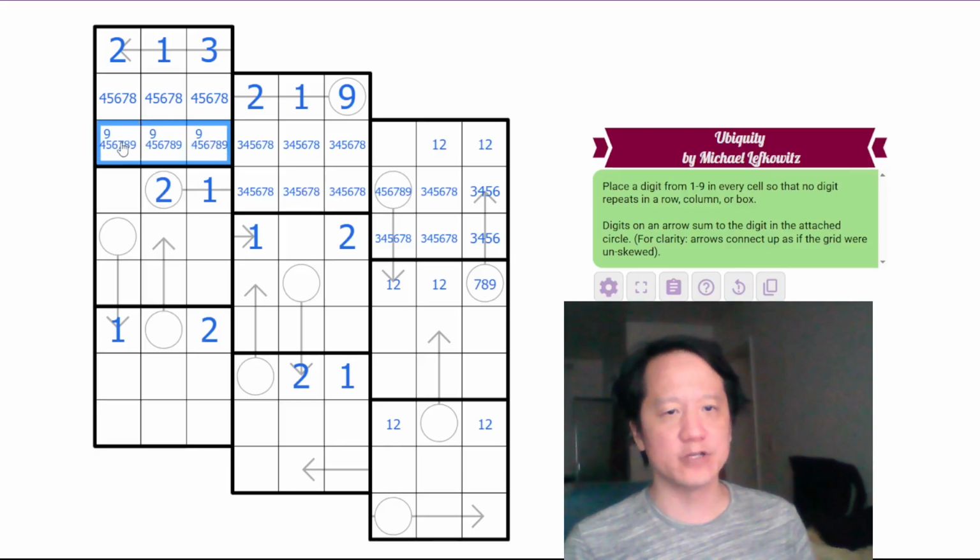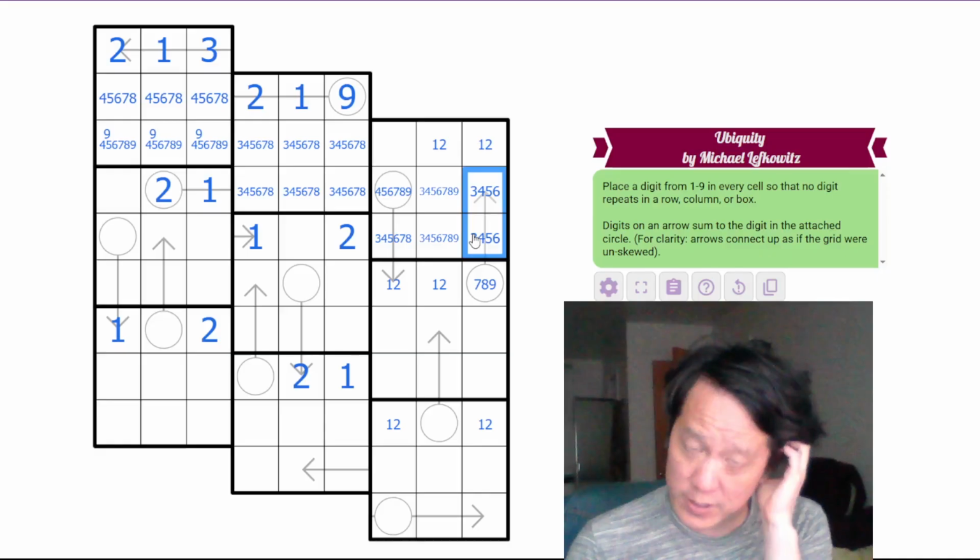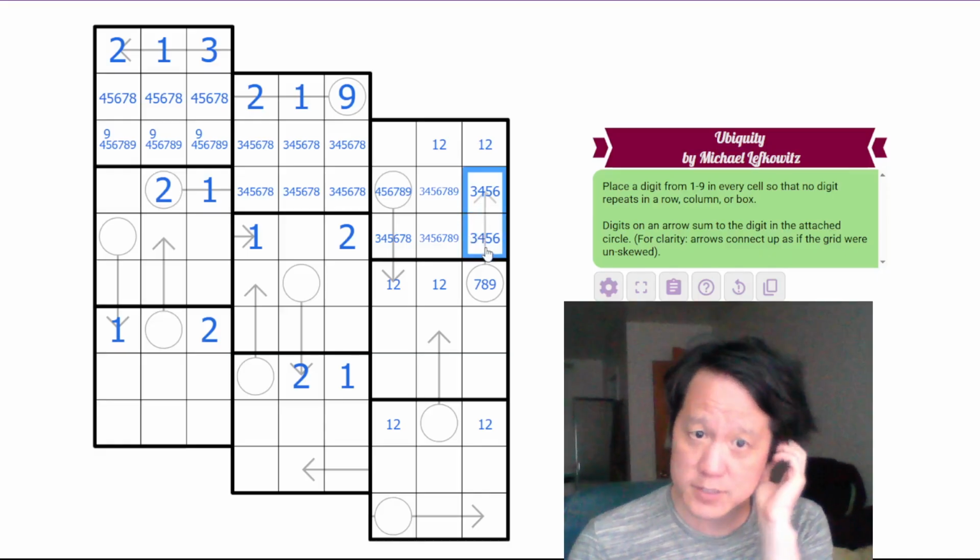We have 9 having to be here. This cannot be 9 then. Oh, this could be 9. This could be 9 here also. These just have to be 3, 4, 3, 5, or 3, 6.